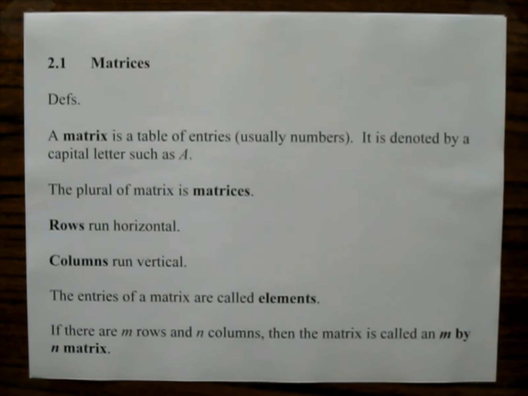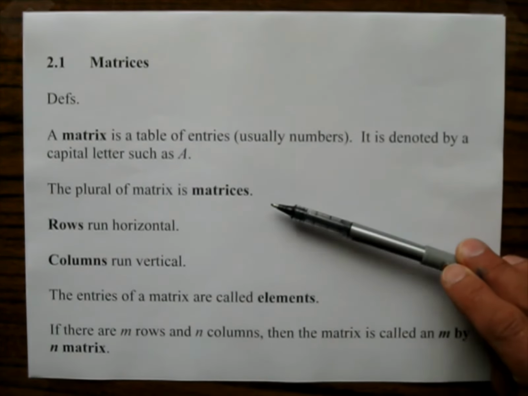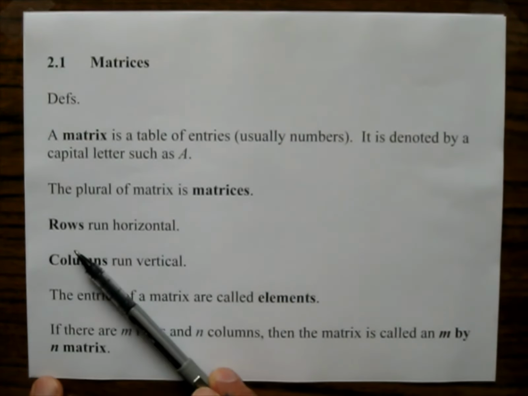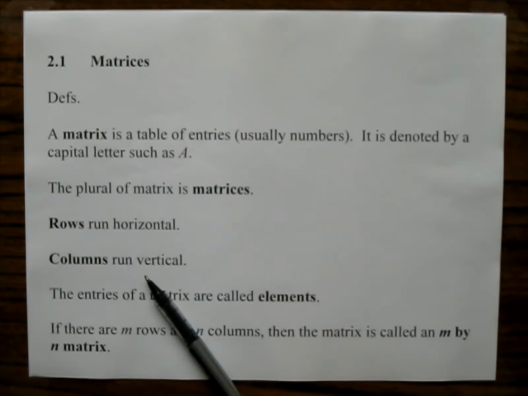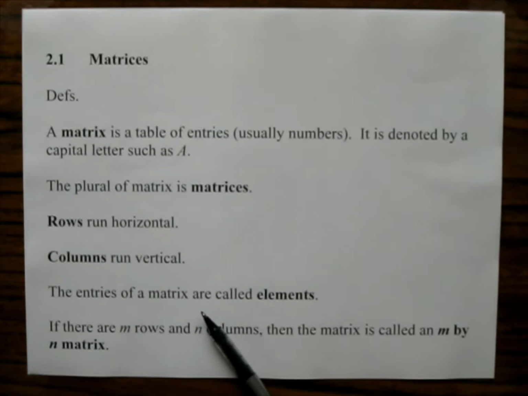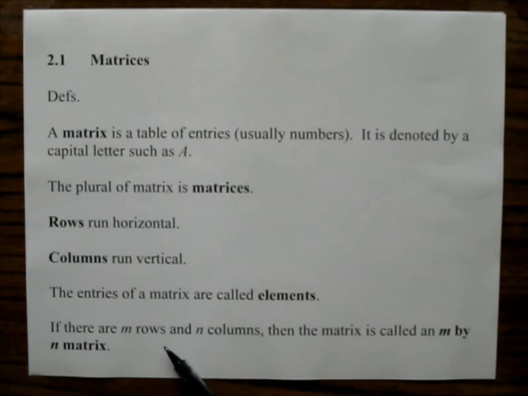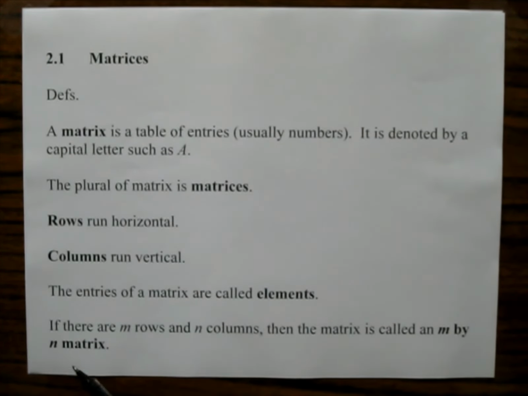We already went over this. A matrix is a table of numbers. Matrices. Rows of a matrix run horizontal. Columns run vertical. The entries of a matrix are called elements. If there are m rows and n columns, then the matrix is called an m by n matrix.